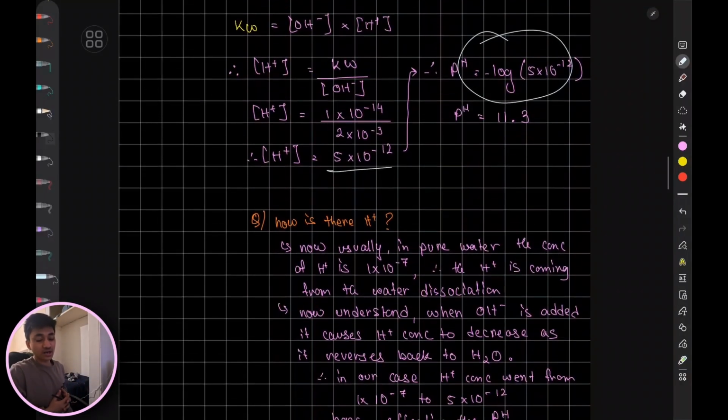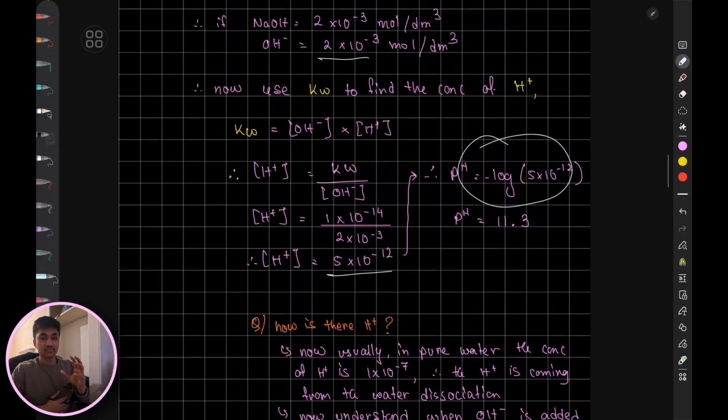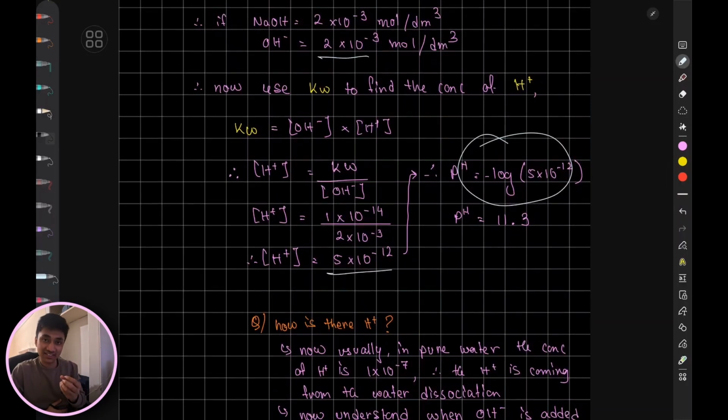Thing number two is how on earth did H plus ions come into this solution? See, every solution means there's water in it. That is the beauty of KW, the ionic product of water equation. Every solution of base, of acid, has water in it. It is aqueous. It is dissolved in water. And we know the ionic product value of water. It is 1 into 10 to the power minus 14. So essentially what that means is H2O is equal to H plus plus OH minus.